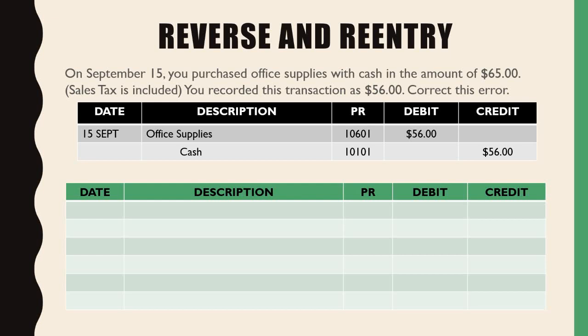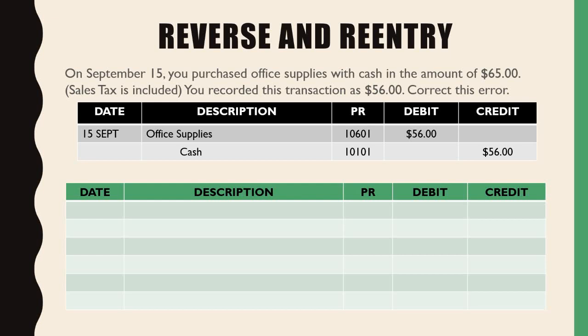I was just going to say, could you put office supplies and then put the $9 difference in your debit? Now remember, we're doing the reverse and re-entry. The $9 difference we're going to look at when we do the error cancellation. So you're stepping a little too far ahead. I'm asking you to reverse the entry.